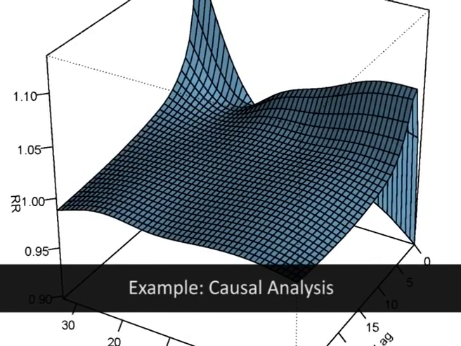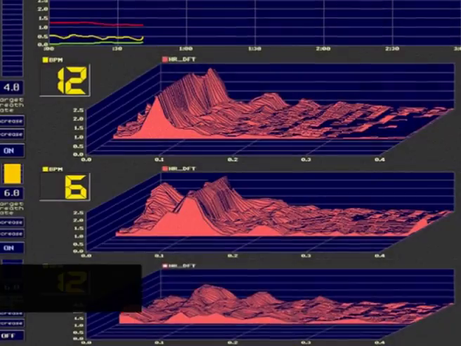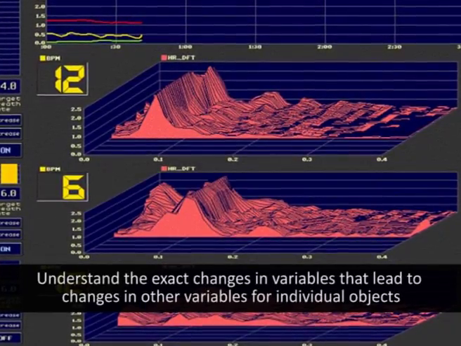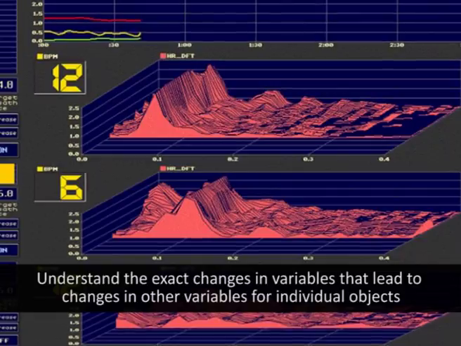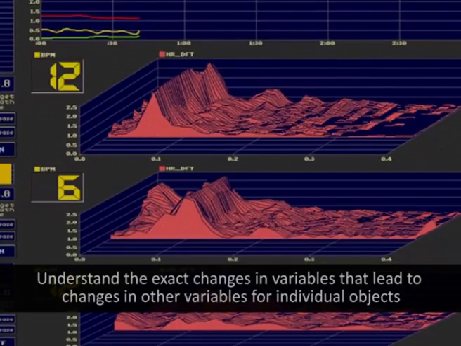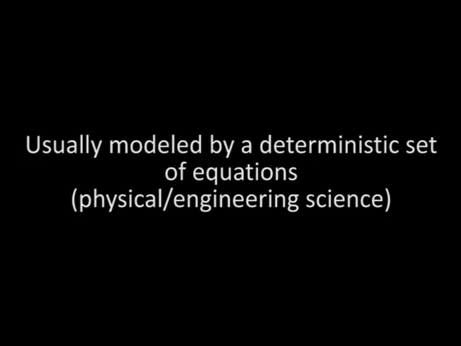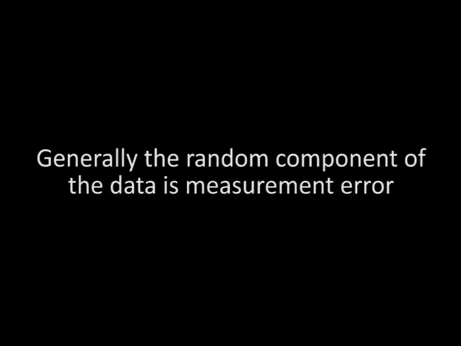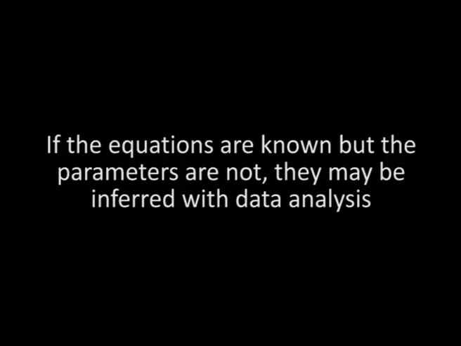Example, causal analysis. Mechanistic, most amount of effort. Understand the exact changes in variables that lead to changes in other variables for individual objects. Incredibly hard to infer except in simple situations, usually modeled by a deterministic set of equations, physical or engineering science. Generally, the random component of the data is measured error. If the equations are known but the parameters are not, they may be inferred with data analysis.